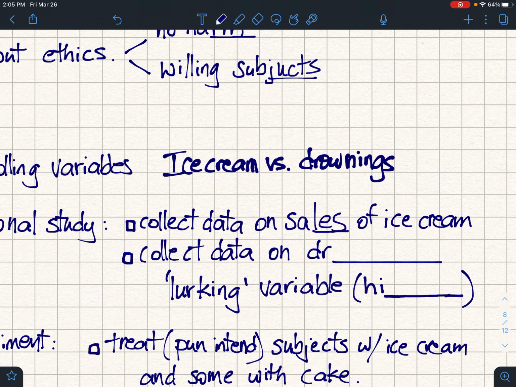Sales of ice cream, let me turn the music down a little bit. Get a little loud there.